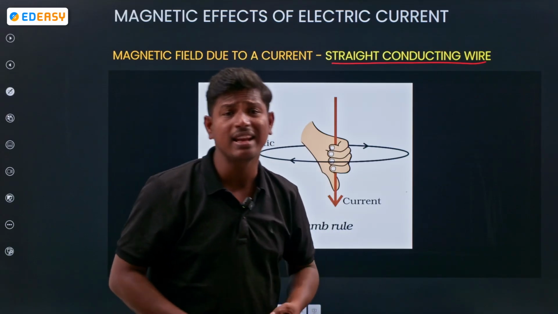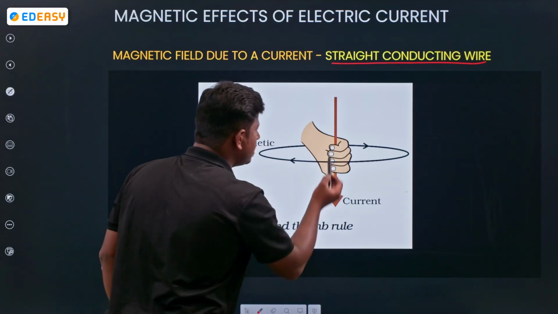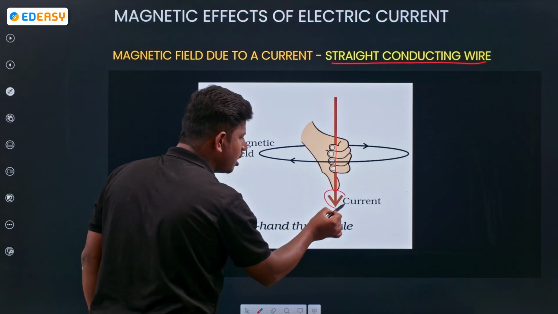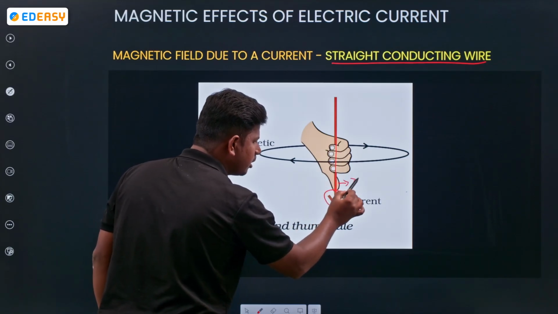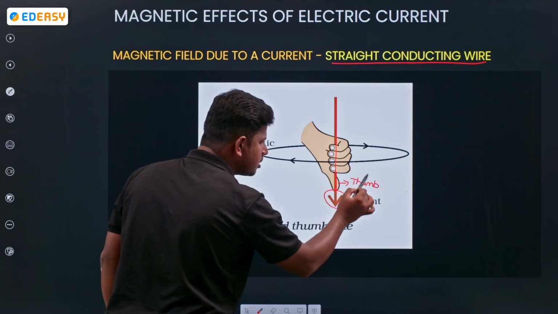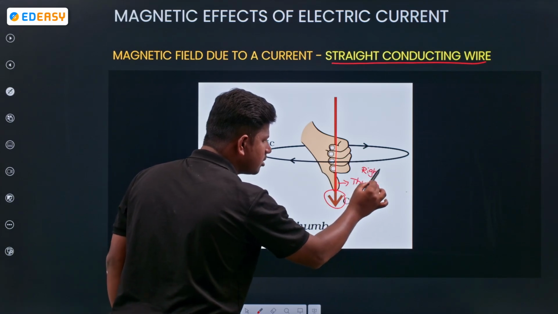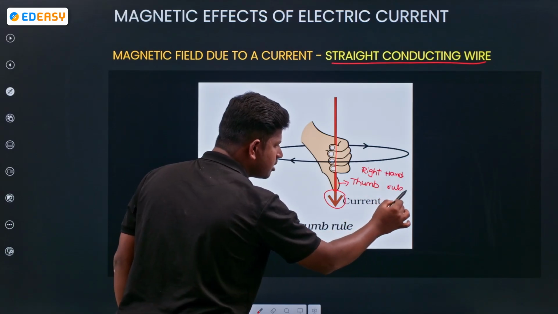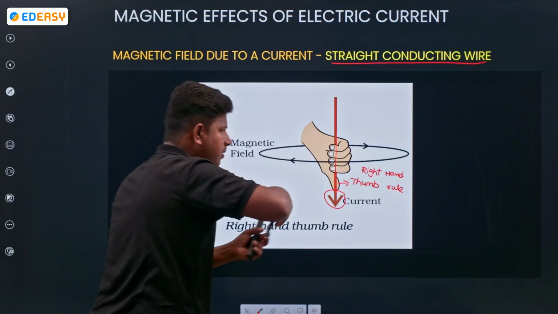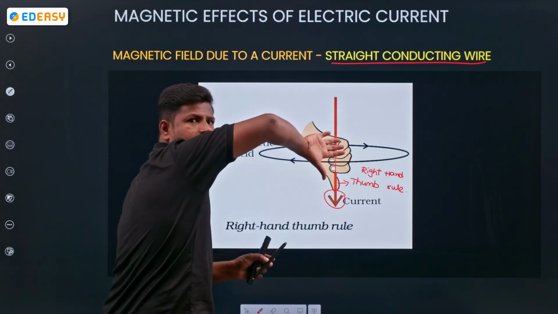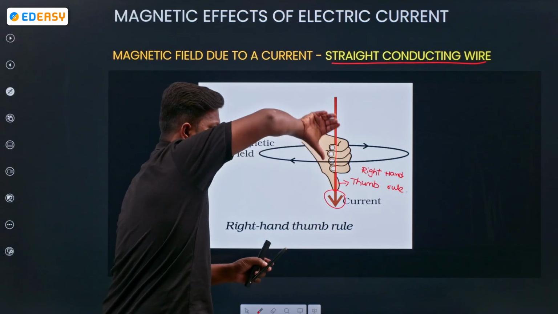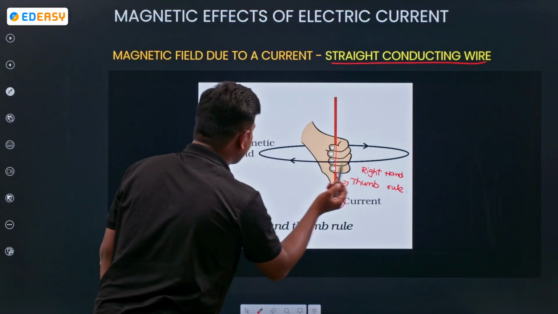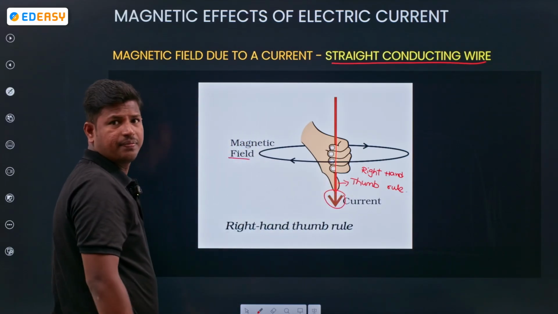Electric field and magnetic field are, see, the current is in this direction. Which one is represented by the thumb? The right hand thumb. That is why it is called the right hand thumb rule. So the wire is in the downward direction, the thumb represents the current. And what about the curl fingers? Curl fingers represent the magnetic field lines.